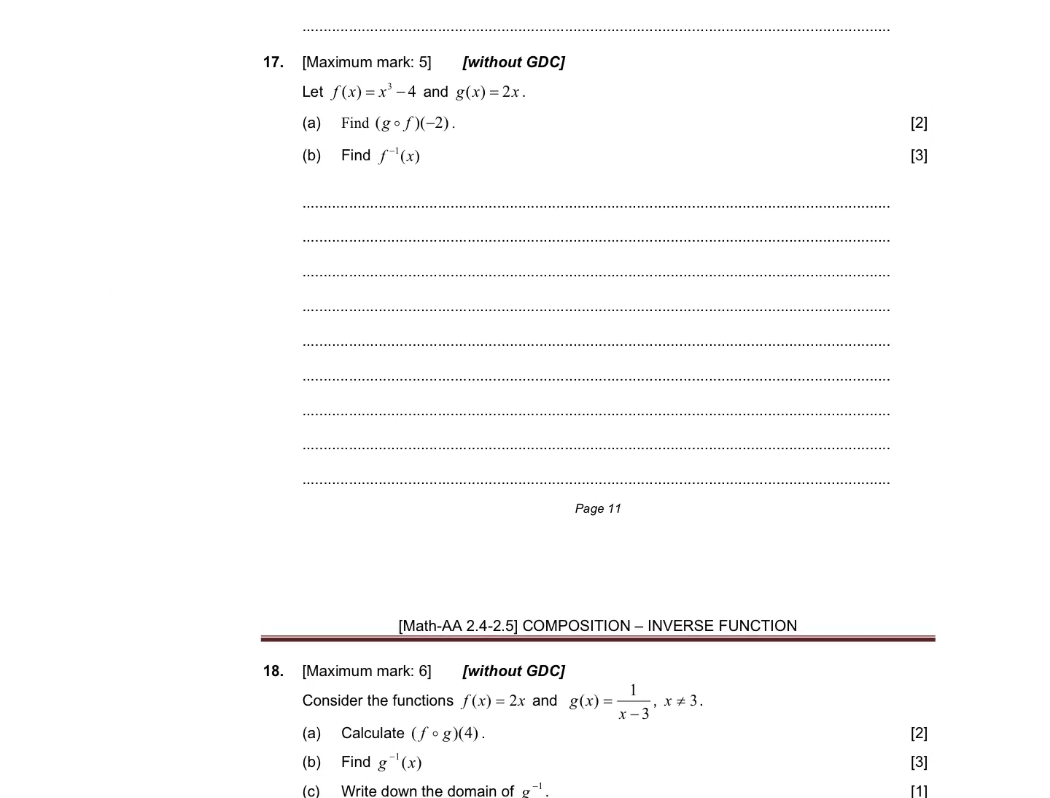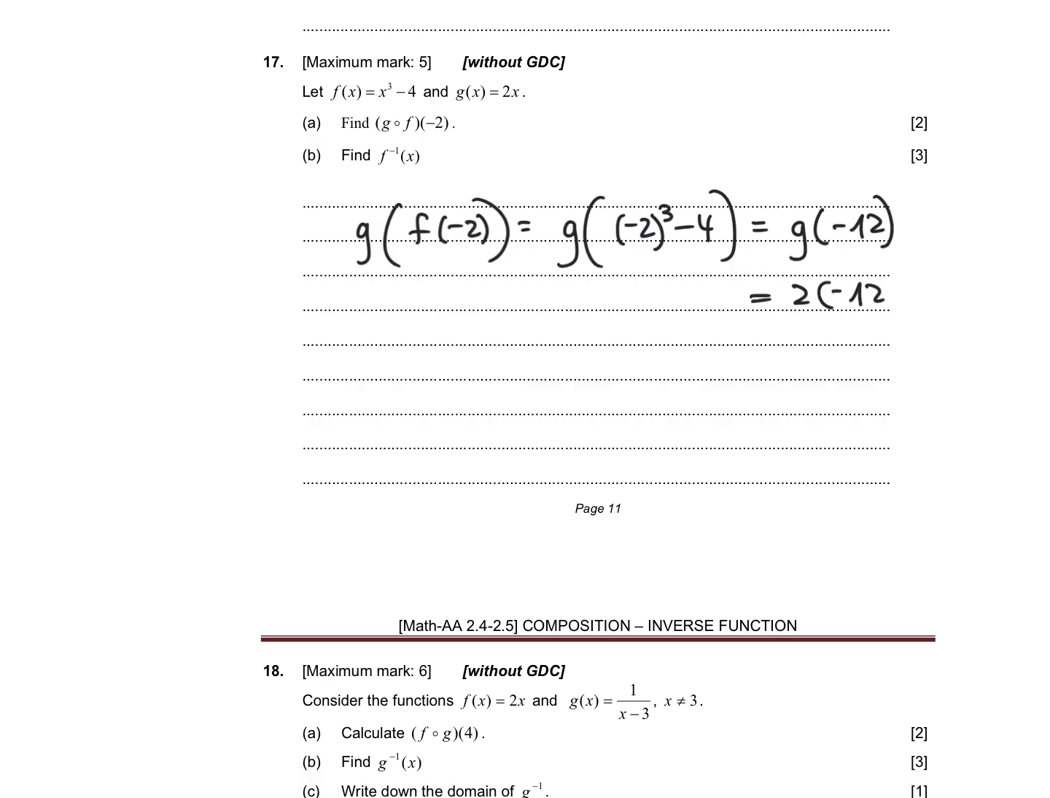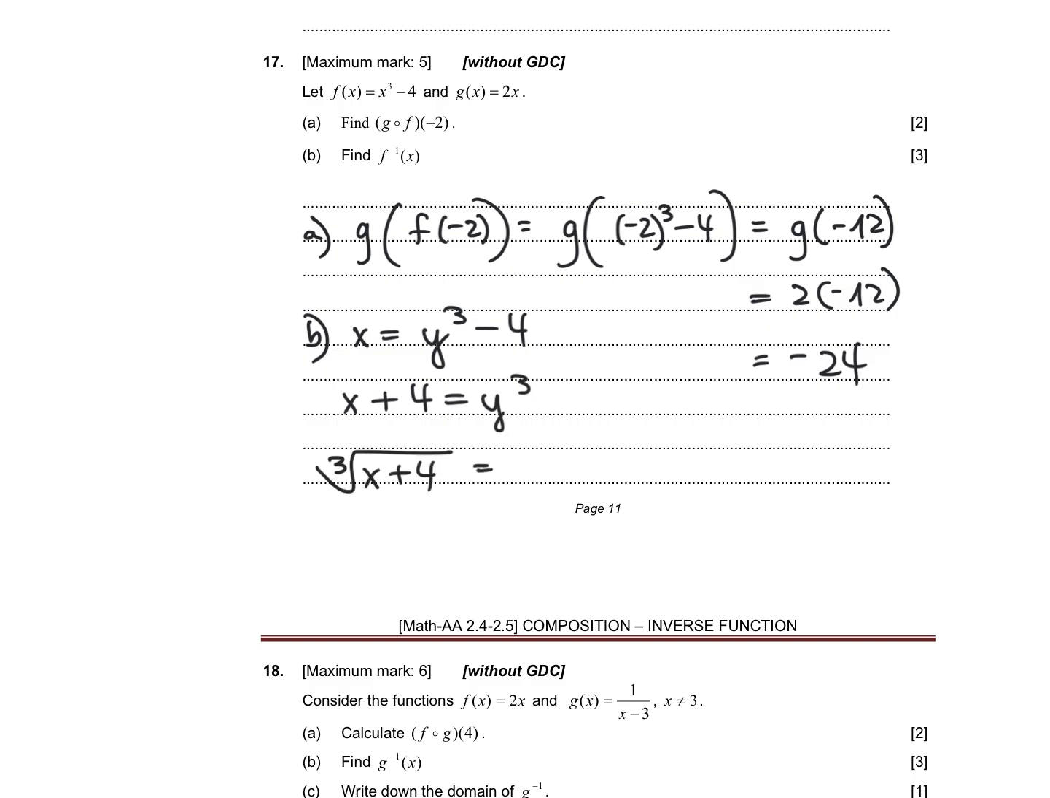So this one, if we substitute into g, so f at negative 2, and f at negative 2 is negative 2 cubed minus 4, which is negative 12. And that's 2 times negative 12 when we substitute it into g, so negative 24. So for b, we have x equals y cubed minus 4. So x plus 4 is y cubed, and you can do the cube root of x plus 4, or you can do x plus 4 to the 1/3, and that is the inverse.